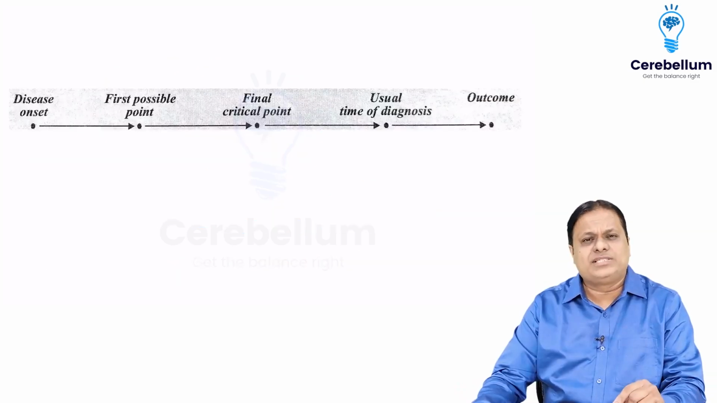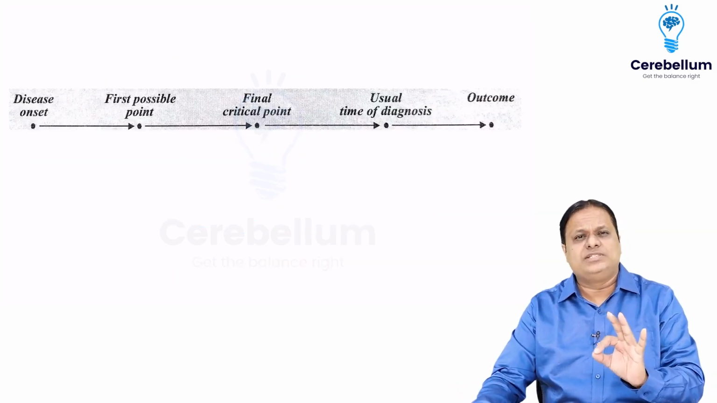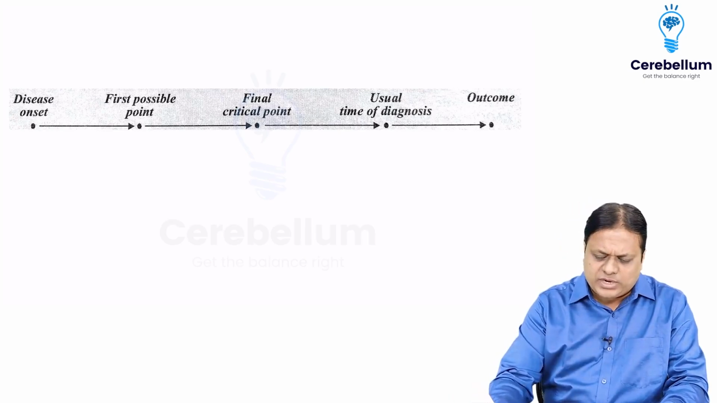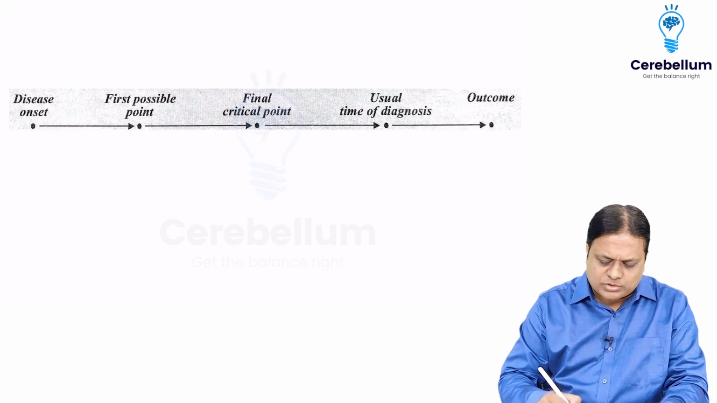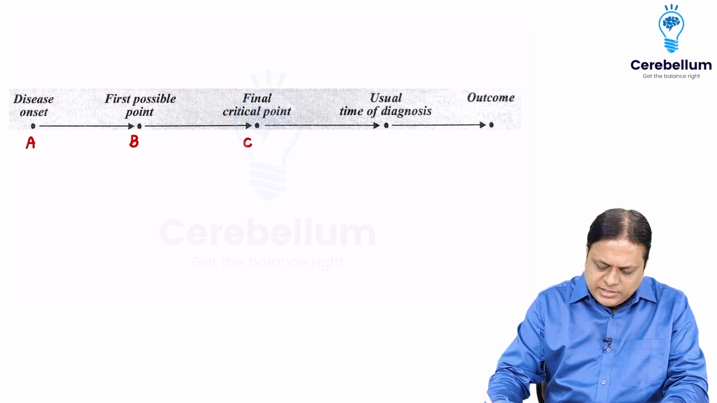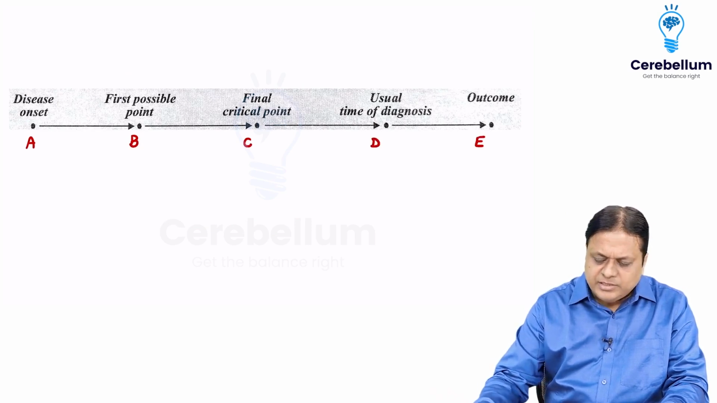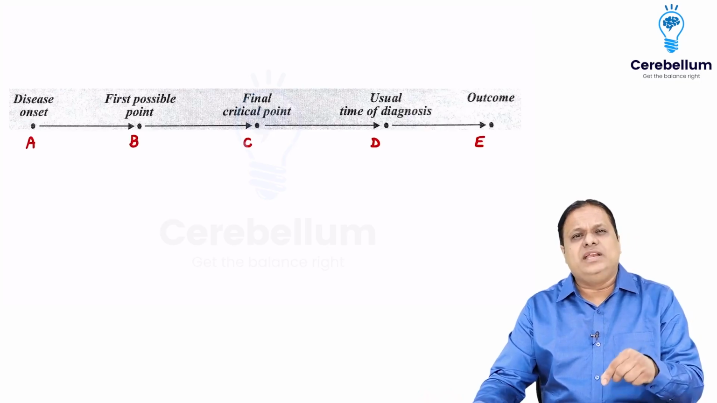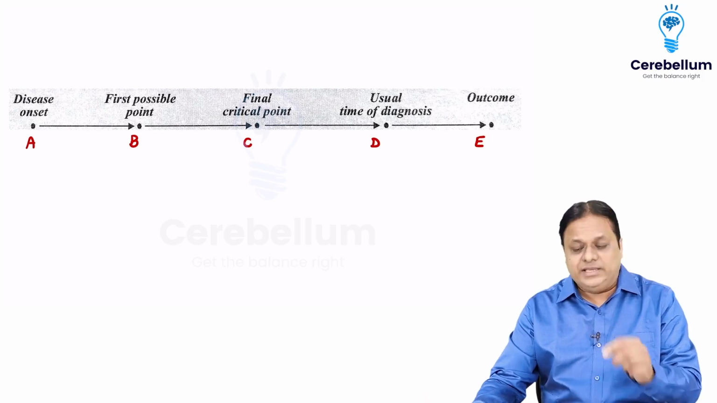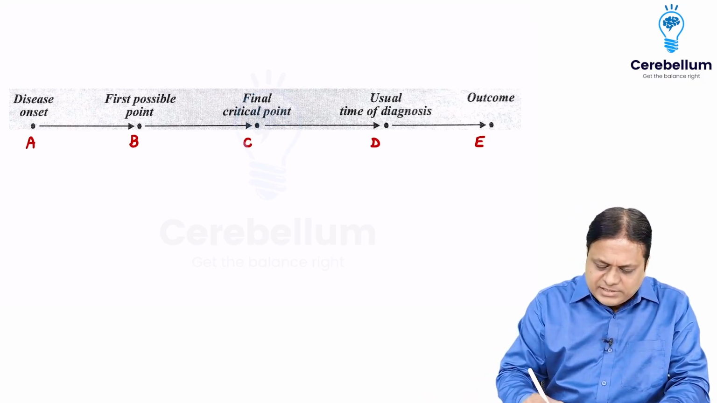Look at this diagram. This represents, yes, the natural history of disease, progression of a disease without any intervention. Now look at these points. Let's label them also. Point A, B, C, D and E. To be effective, a screening test should be applied between A and B, B and C, C and D, D and E. Yes, between B and C.